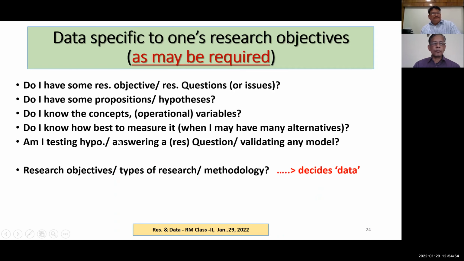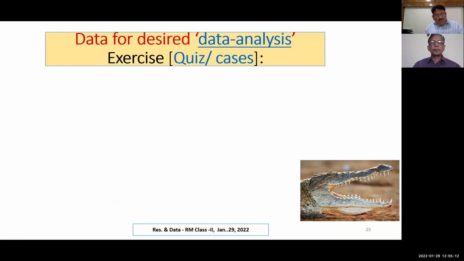Now, this is what we have to summarize. I think, Bhanu, you got my answer now. That's what I am putting to you. Research objectives should decide the data. Okay. I will be taking a couple of examples.